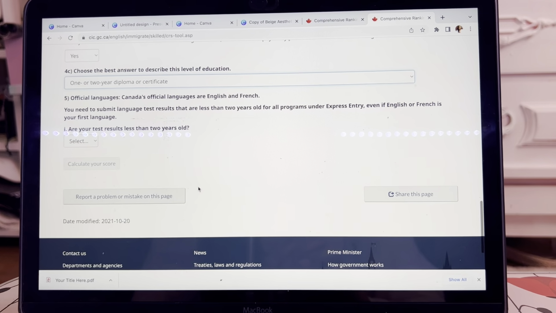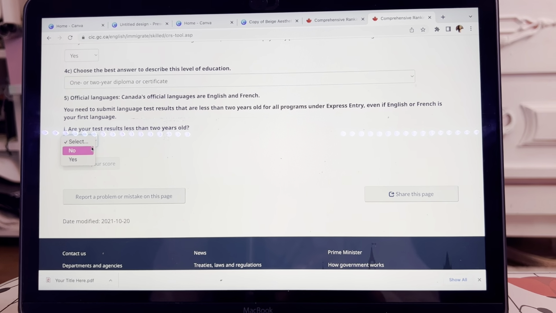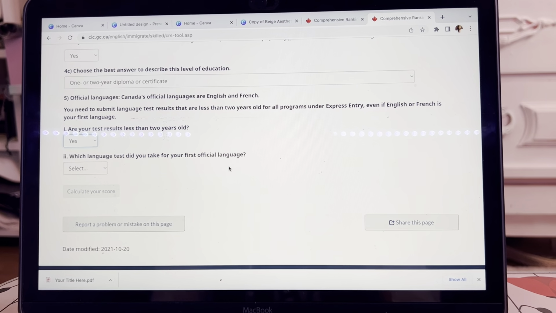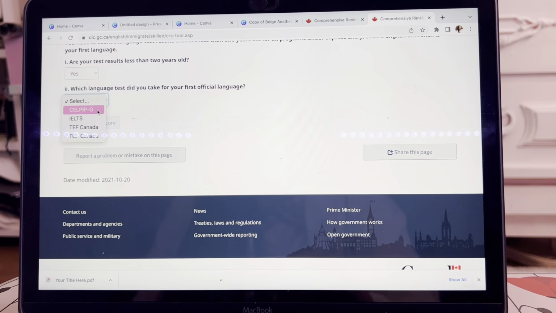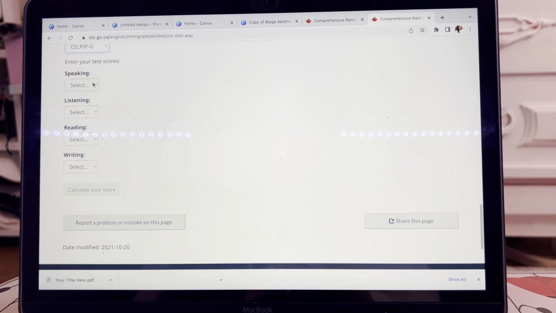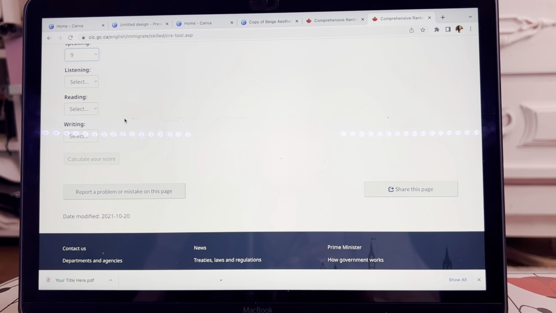Number 5, official languages. Canada's official languages. Okay, are your test results less than 2 years old? Yes. I did mine last August 2020. I did CELPIP General. So let's choose CELPIP General, and then let's enter my score. For speaking, I got 9. The maximum score is 12. And CELPIP is, I don't know, but I found the reading part hard because it's a bit confusing.